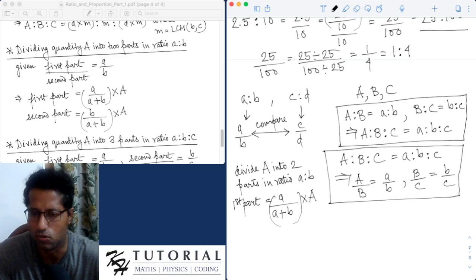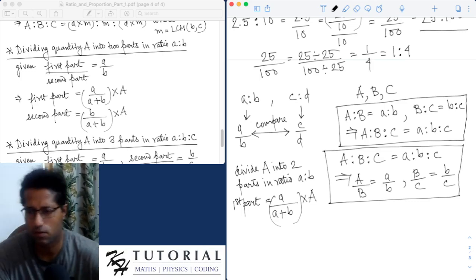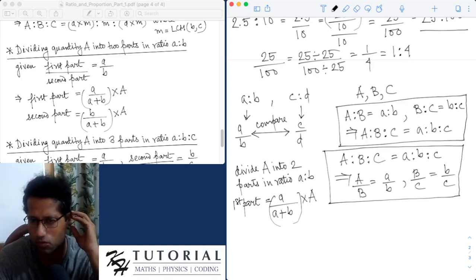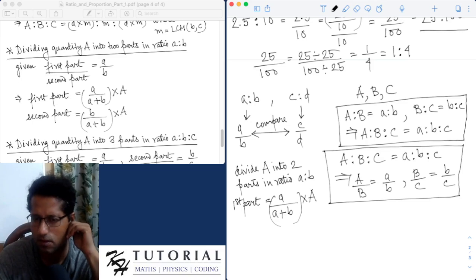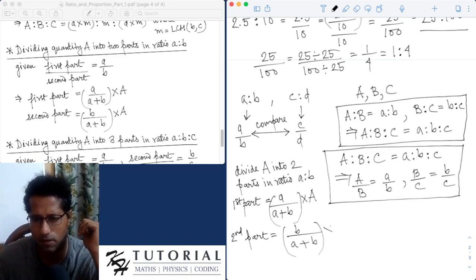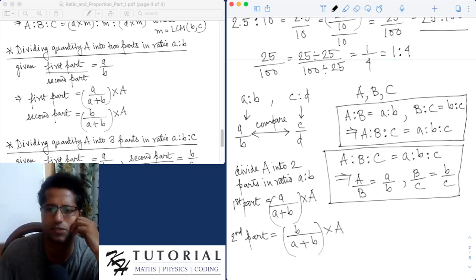So how to find the actual value or the quantity of the two parts? The straightaway formula is, the first part will be the first term in the ratio divided by the sum of the terms multiplied by the total quantity. Similarly, the second part will be equal to the second term in the ratio divided by the sum of the terms in the ratio multiplied by the total quantity.